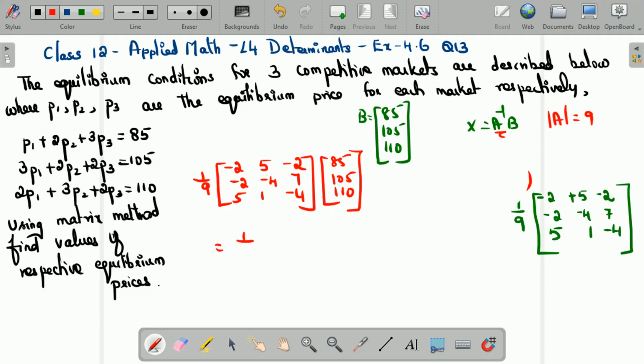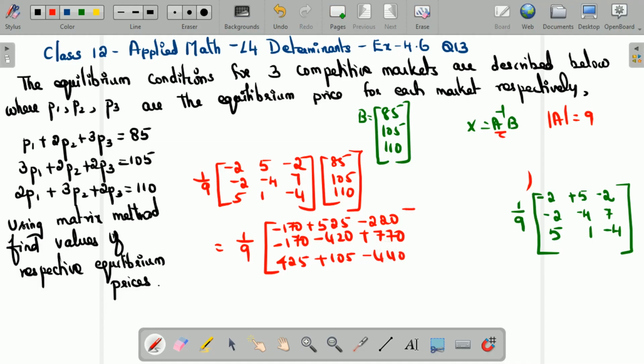So this is equal to 1 by 9 into, let's do the multiplication. So this is minus 170 plus 525 minus 220. Here this is minus 2. It is minus 170 minus 420 plus 770. Third row, it will be 425 plus 105 minus 440. Now if you simplify, this will become 1 by 9 of 135, 180 and 90.